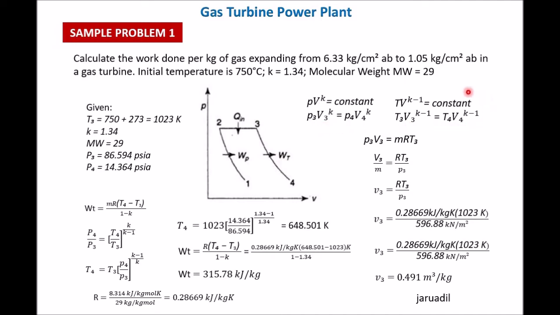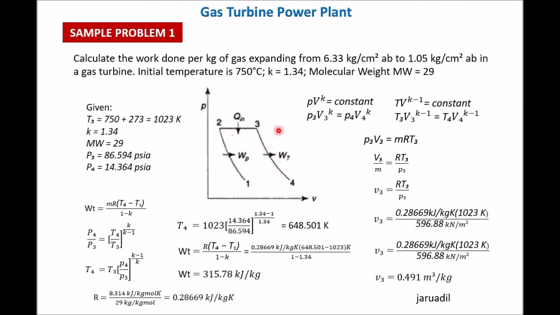Gagamitin mo yung mga equation relating PV kasi meron siyang volume. So, PV raised to K is equal to constant. Dito yan, 3 to 4, that is P3, V3 raised to K is equal to P4, V4 raised to K. So, that is the equation. Also, you can use 1 to 2. So, papalitan nyo 1, dito 1, ito naman ay 2 and 2. So, magagamit mo lang yan dito sa 1 to 2 and 3 to 4 kasi mga isentropic.